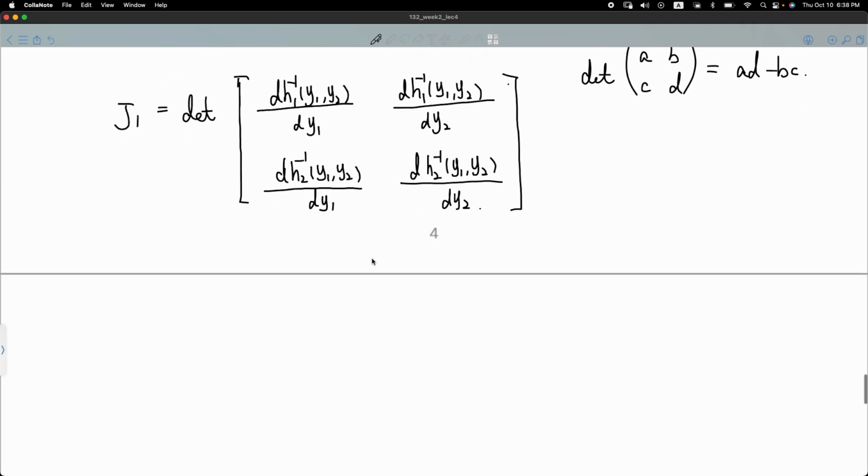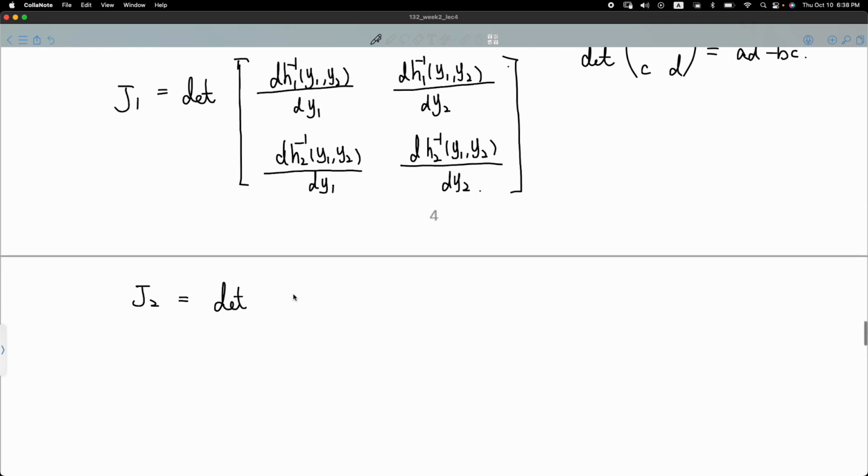Let me write down J2. There's another thing you can also calculate, and then you can use either J1 or J2. But let me give you the result for now, which is also the determinant for a 2x2 matrix. The only difference is that this is dg1 x1 x2 over dx1, and then dg1 x1 x2 over dx2.